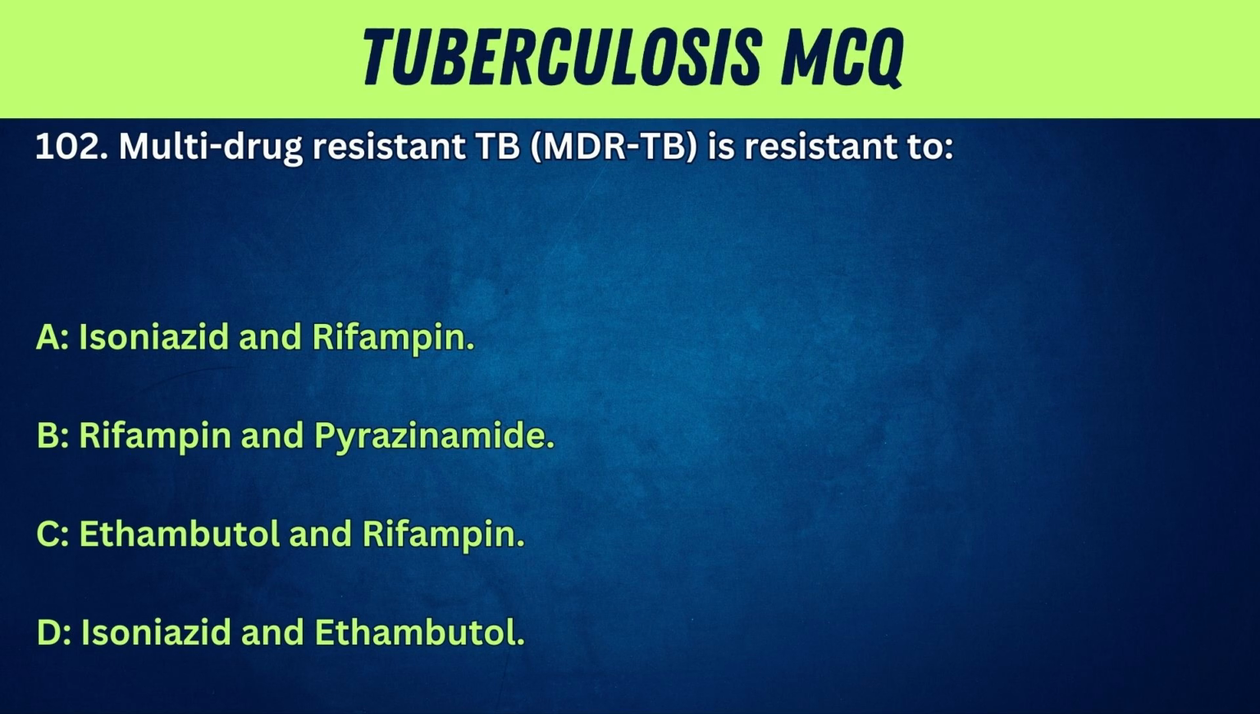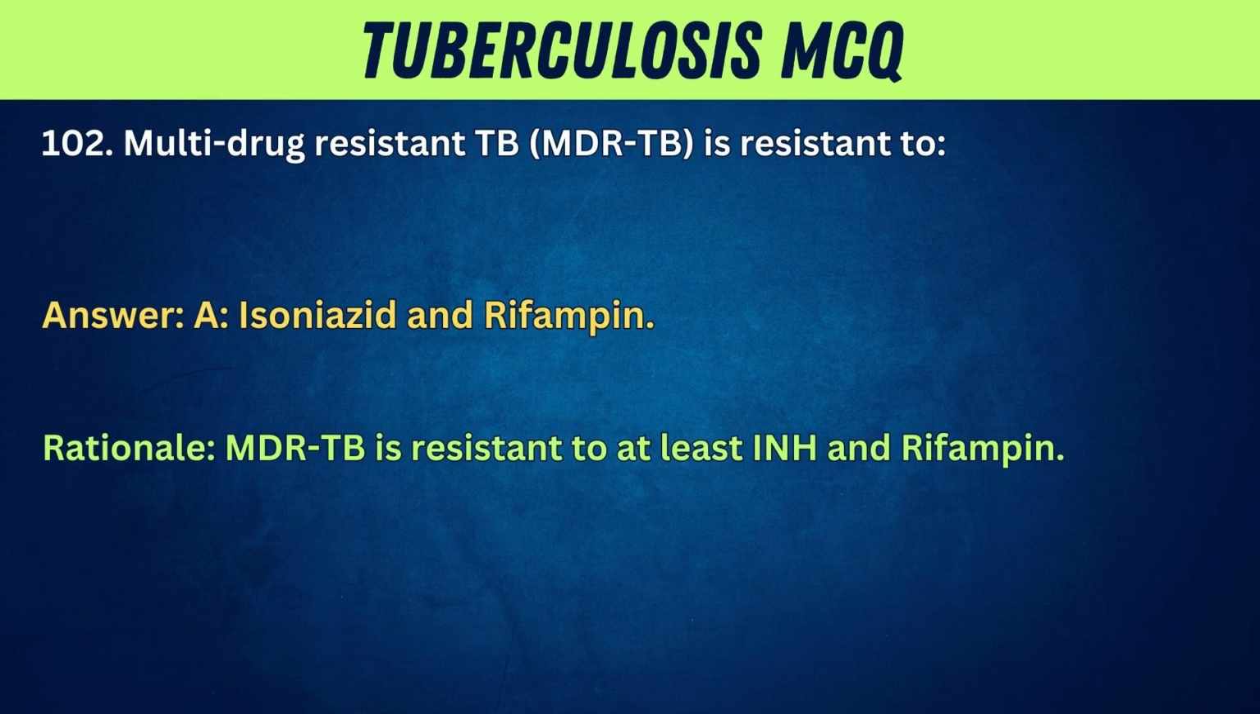102. Multi-drug-resistant TB, MDR-TB, is resistant to A. Isoniazid and rifampin, B. Rifampin and pyrazinamide, C. Ethambutol and rifampin, D. Isoniazid and ethambutol. Answer: A. Isoniazid and rifampin. Rationale: MDR-TB is resistant to at least INH and rifampin.